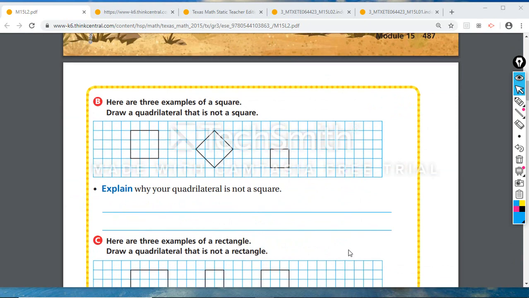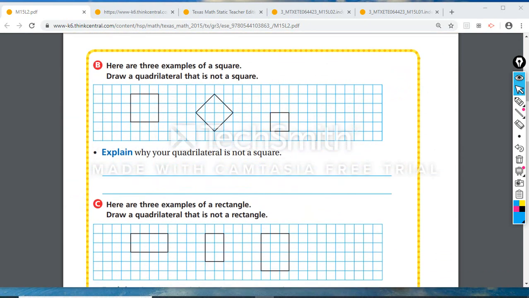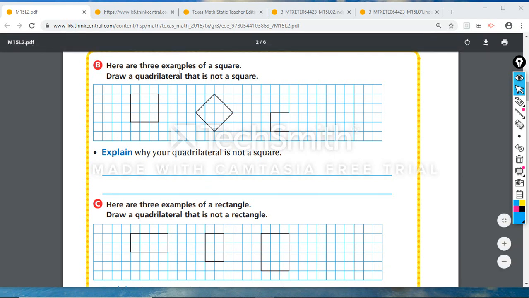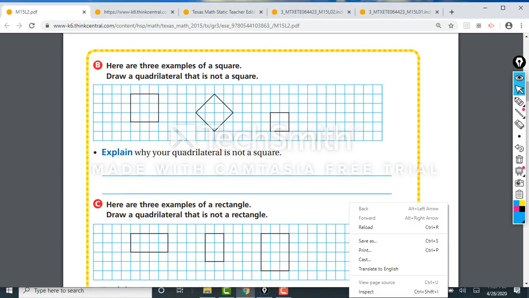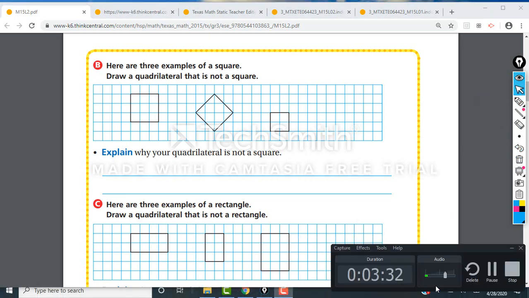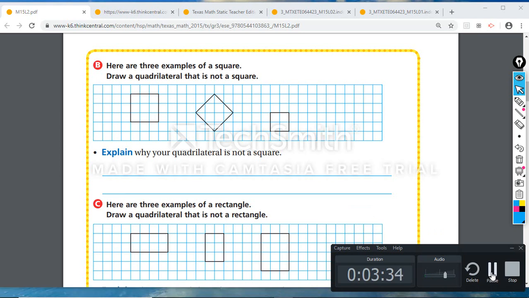So let's look at question letter B. And question letter B is looking at, here are three examples of a square. Draw a quadrilateral that's not a square. So you need to look at what a square is, the definition of a square, before you can move on. So take a look at your notes, and please remember, you can use your notes. Take a look at your notes and then come back and review this.